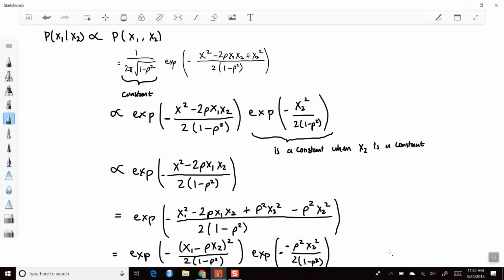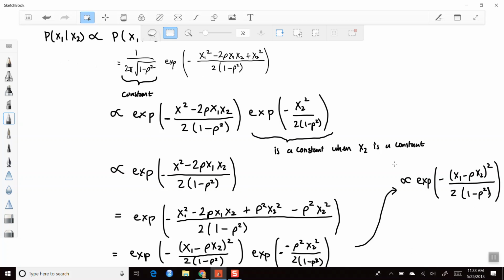Okay. So this is proportional to exp of minus x1 minus rho x2 squared over 2 times 1 minus rho squared. Does this look familiar?